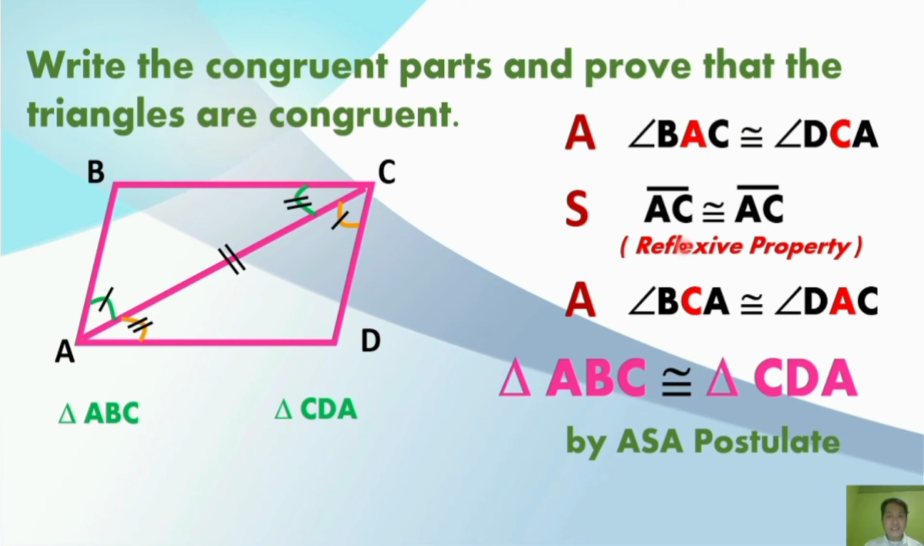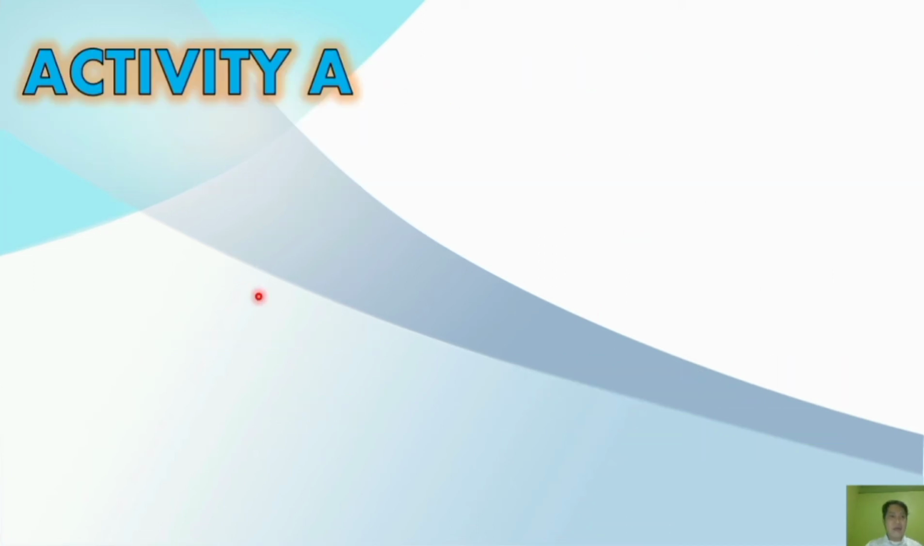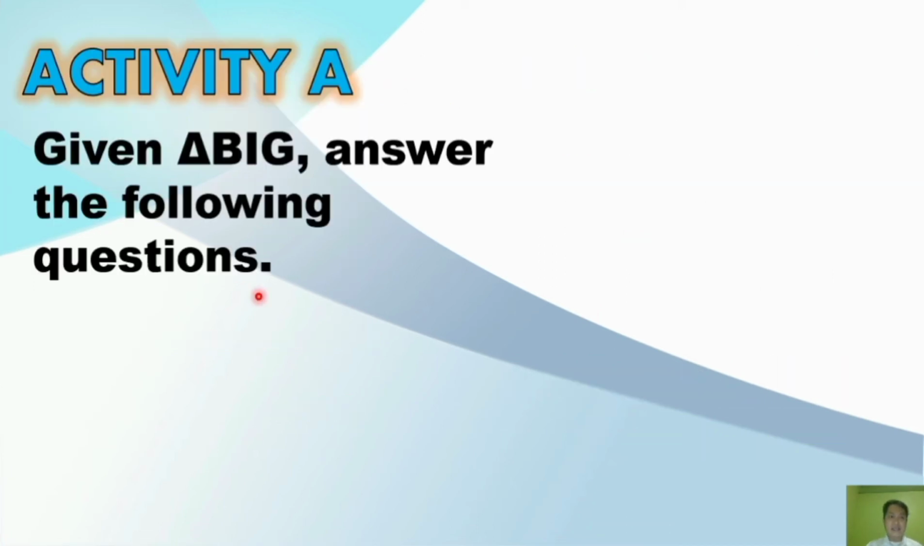Okay, so those are the three triangle congruence postulates. First one we have is SSS. The second we have is SAS. And lastly, we have ASA Congruence Postulate. So let's now answer activity A.